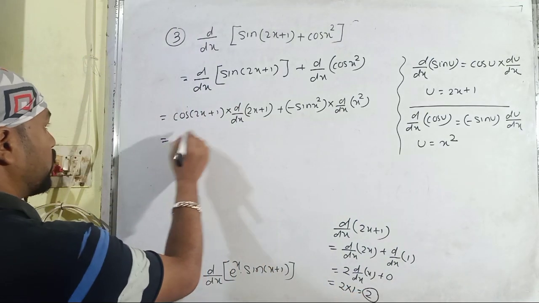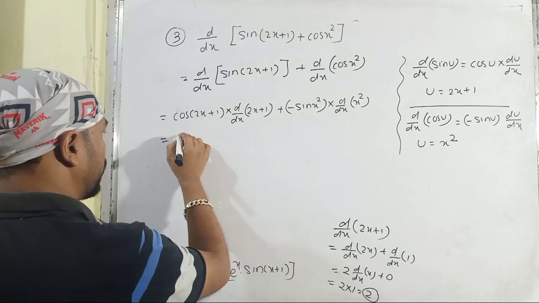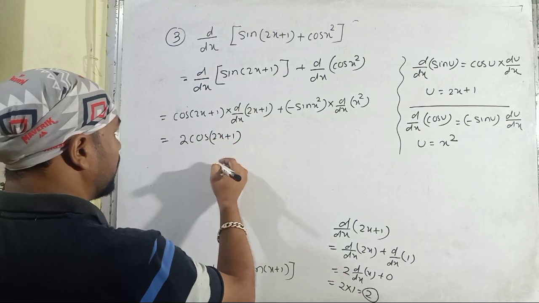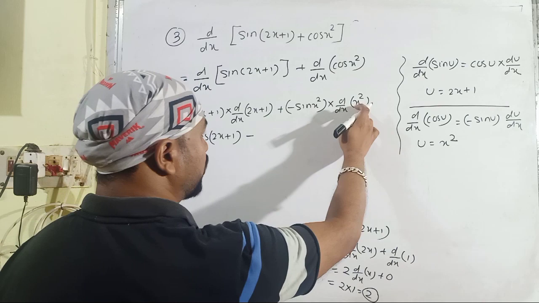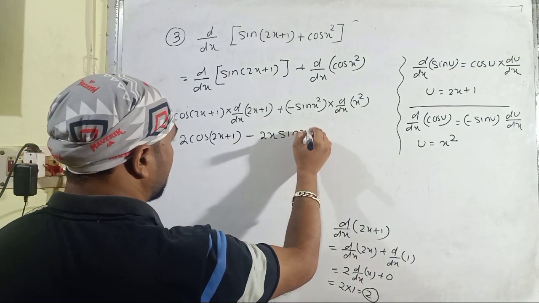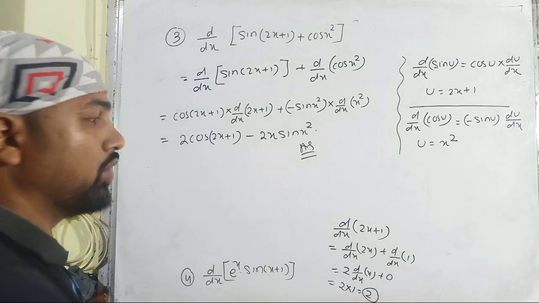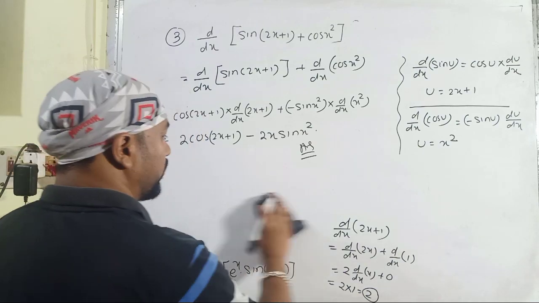So cos 2x plus 1, and then differentiation of 2x plus 1 is 2, so it will be 2 cos 2x plus 1. Then plus into minus, it will be minus, then differentiation of x square is 2x, so it will be 2x sin x square, and here is the answer for problem number 3. Then let us go through problem number 4.